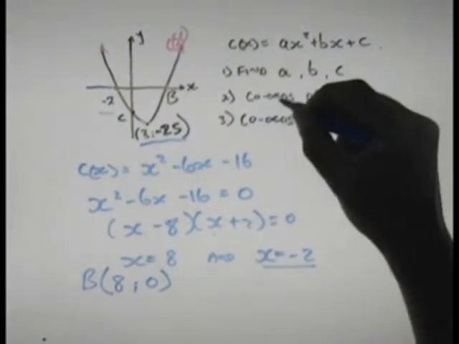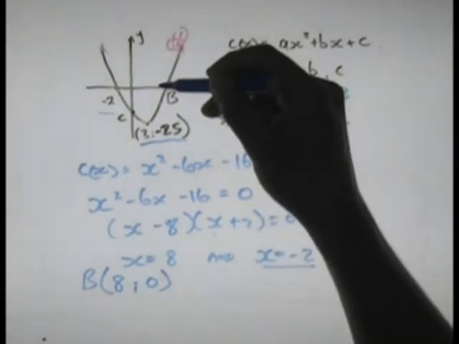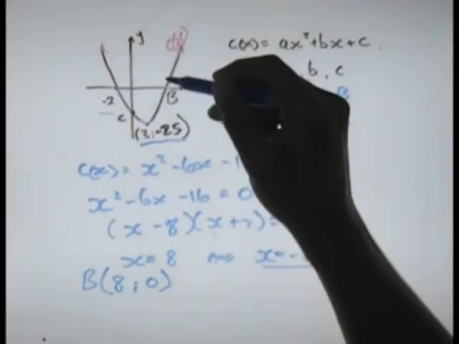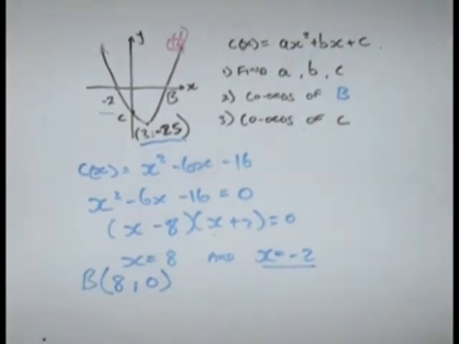Please remember I asked you for coordinates, so write it in coordinate form: x value of 8, y value of 0. If you did need to calculate the distance between the two, it would be 8 minus negative 2, which is the same as 8 plus 2, which is 10 units. But we didn't have to do that.